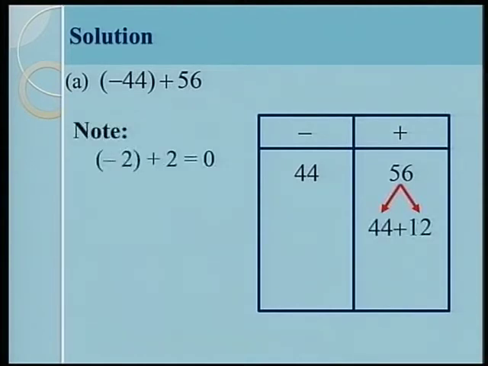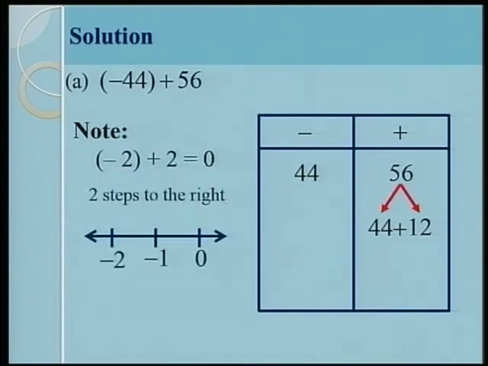Please note that negative 2 plus 2 equal to 0. If we look at a number line where we start with negative 2, when we need to add 2, we have to move 2 steps to the right. From negative 2, moving 2 steps to the right will give 0.